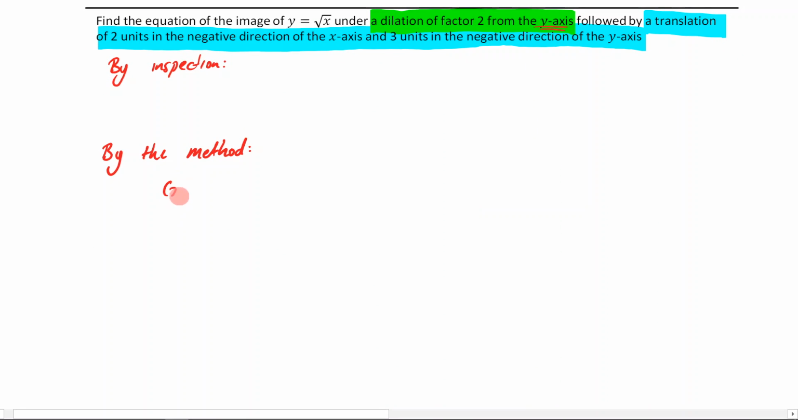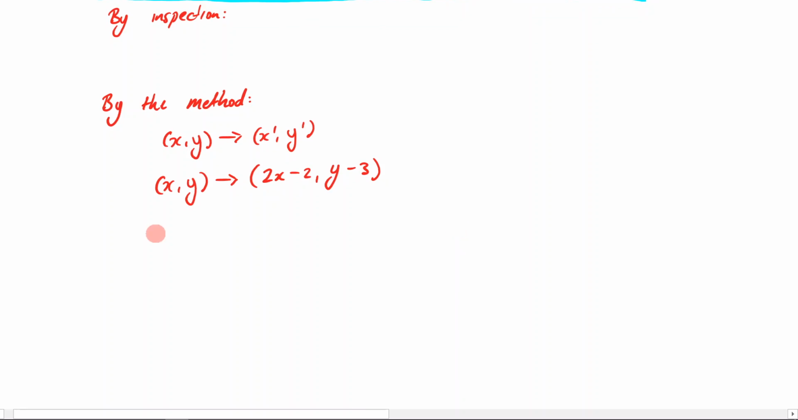Okay, so we start off by writing this, then this, and this. Then we rewrite it, and we ask ourselves the question, what is x dash going to be? Well, because I have a dilation of a factor of 2 from the y-axis, that means it's going to be 2x. And I also have 2 units in the negative direction of the x-axis, so it's going to be minus 2. And then in terms of my y dash, the only thing happening to it is 3 units in the negative direction of the y-axis. So I have a translation, which is going to move it 3 down. The next thing that I do here, actually, let me do it the other way around. 2x minus 2 is equal to x dash, and then y minus 3 is equal to y dash.